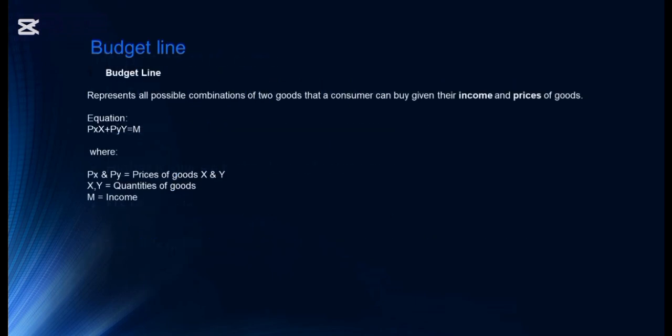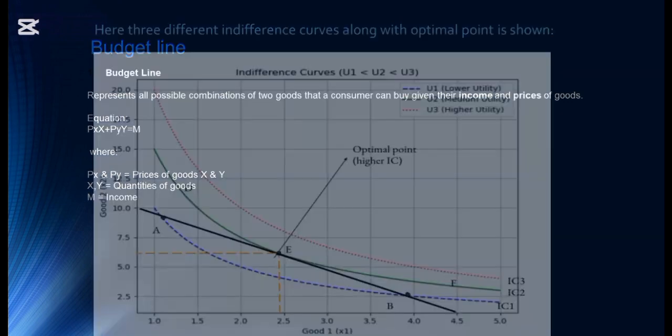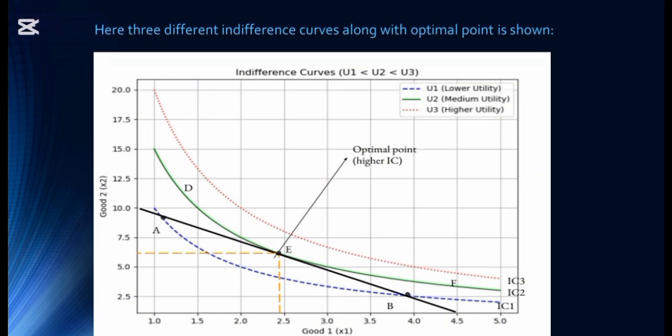It is budget line. What is budget line? Budget line represents all possible combinations of two goods that a consumer can buy given their income and the prices of goods. The equation of budget line is PxX plus PyY equals M, where Px and Py are the prices of goods, X and Y are the quantities of goods, and M is income. Okay, let's move to our next topic.